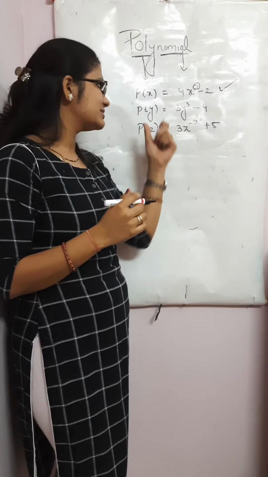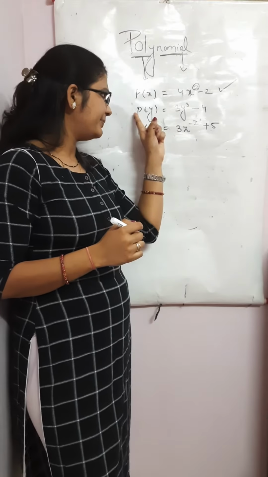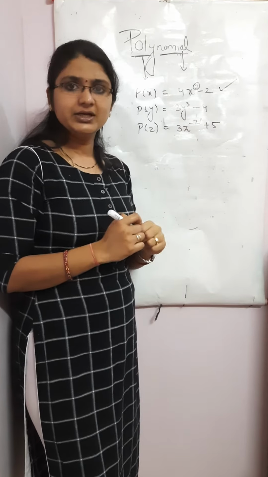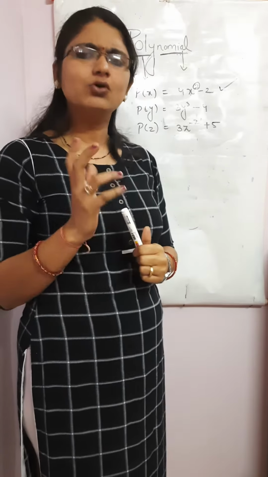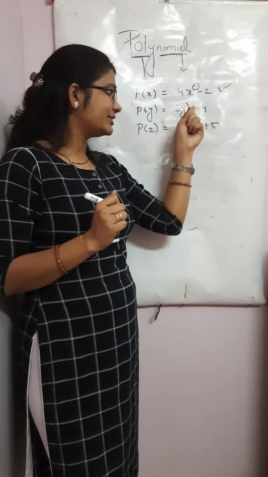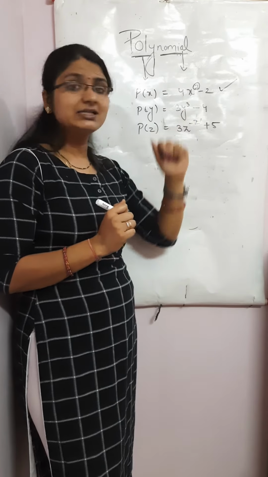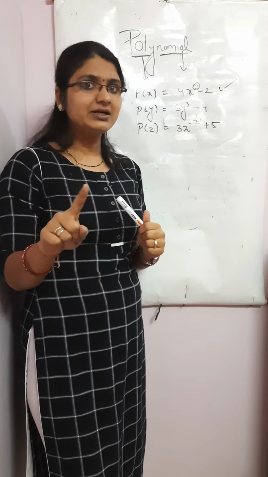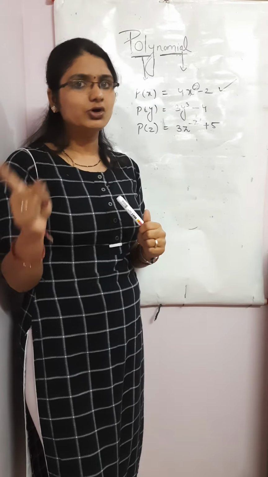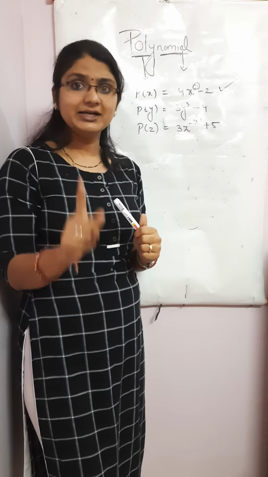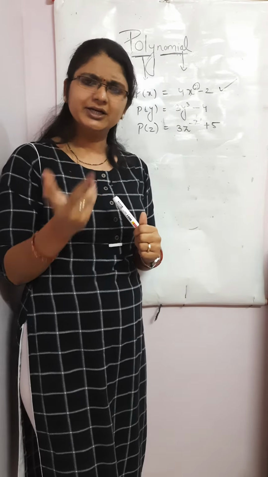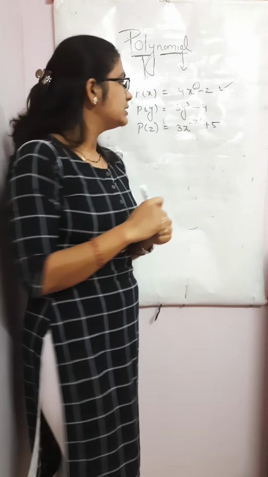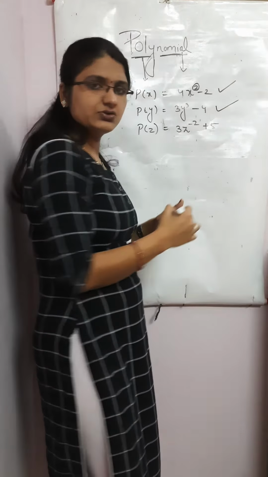Now let us consider another example. p(y) equals 3y cubed minus 4. Is this expression a polynomial? Let us check the exponent. Here the exponent is 3, and 3 is a whole number. I already said that if the exponent is not a whole number, then the expression is not a polynomial. But if the exponent is a whole number, it means the given expression is a polynomial. So this equation is also a polynomial.